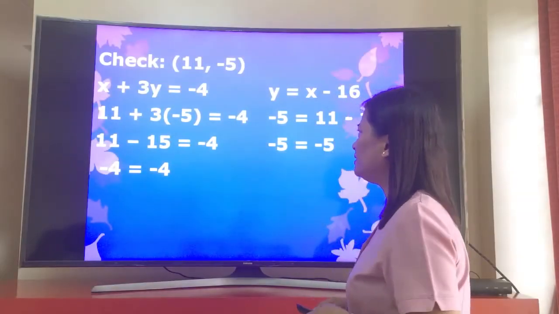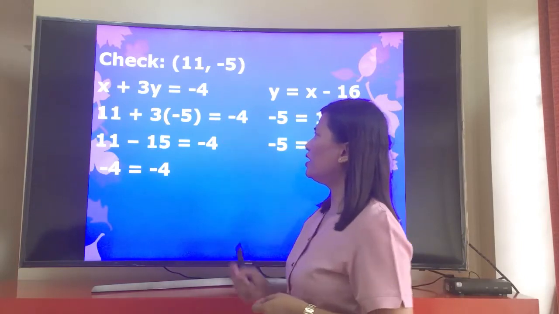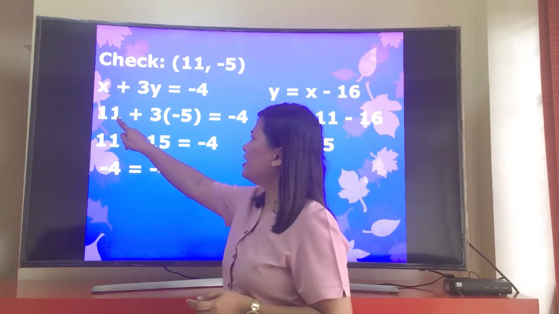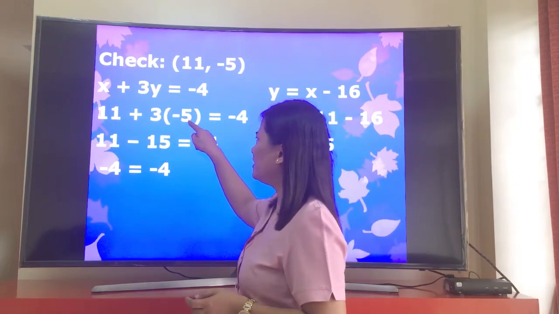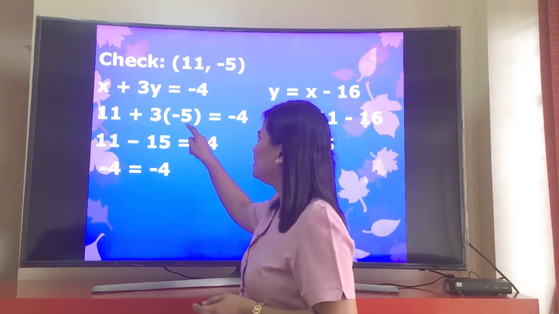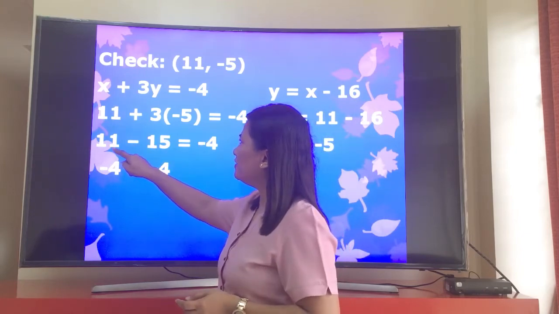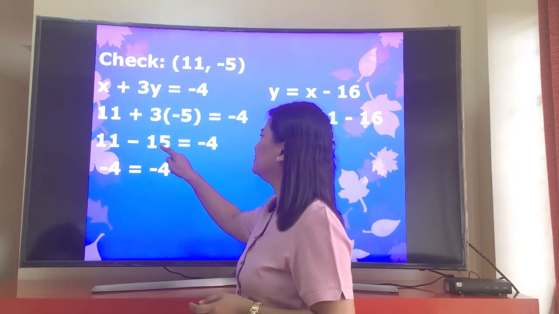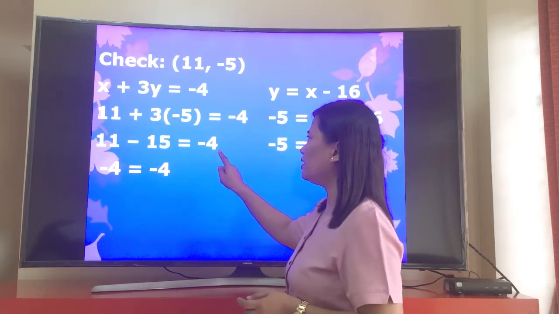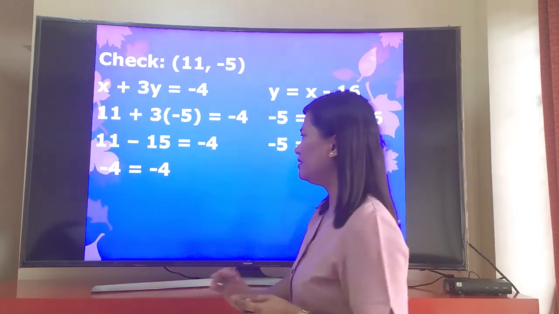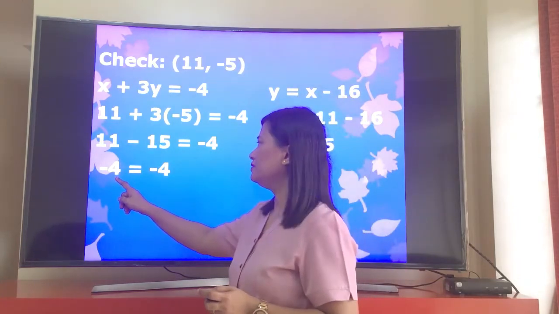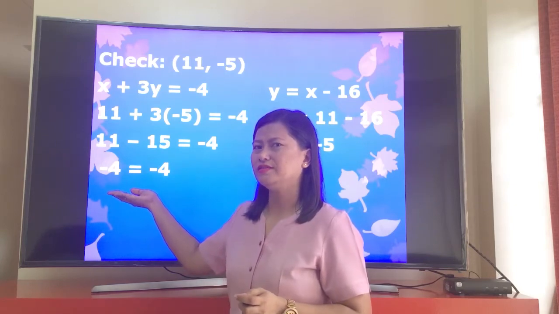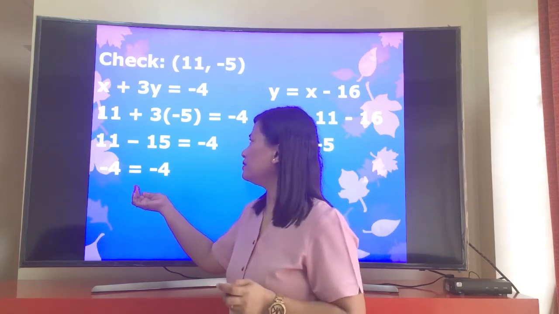Let's check. In equation 1, we have x plus 3y equals negative 4. Our x is 11. Our y is negative 5. Copy 11. 3 times negative 5 is negative 15. Copy negative 4. 11 minus 15 is negative 4. So we have negative 4 is equal to negative 4. It is a true statement.